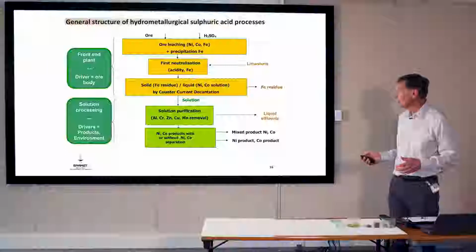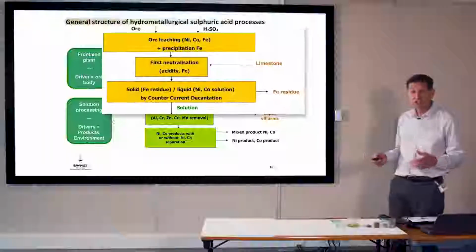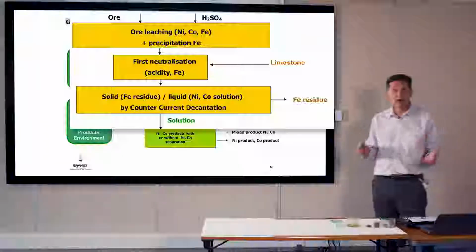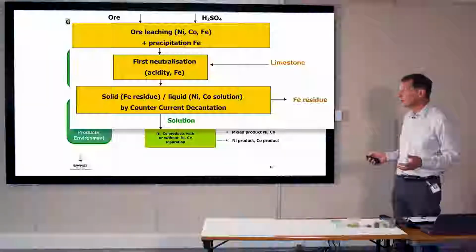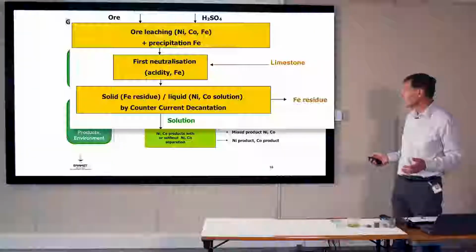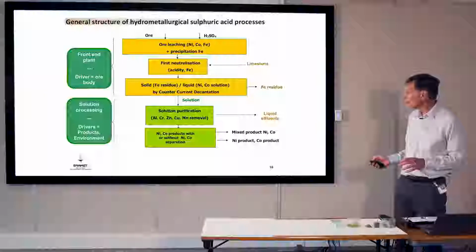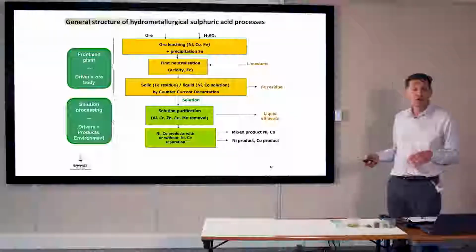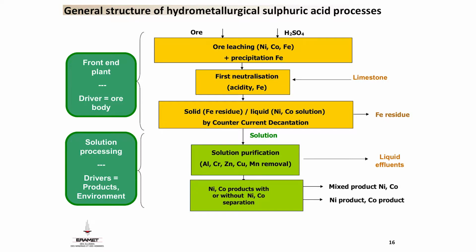For the front-end plant, there are different parts. The first part is the leaching. You dissolve the ore in the acid. You precipitate the iron. You have acidic conditions in order to precipitate the iron. You neutralize the remaining acidity with limestone, and you have a separation of the iron residue from the solution. The main thing is to recover the solution and all the nickel content in the solution. And then, as I already said, purification of the solution and recovery of nickel and cobalt.